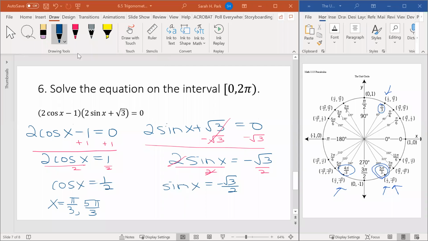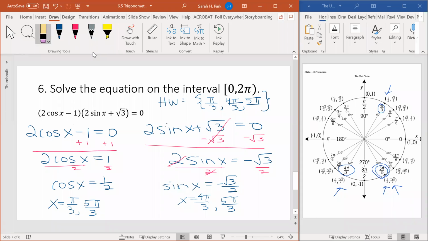Let's write that down. So here we have pi over 3, or sorry, 4 pi over 3, and then 5 pi over 3. So actually we have three solutions. 2 of them are being repeated. So I'll just write the solutions up here. So for the homework, we would type in pi over 3, 4 pi over 3, and 5 pi over 3. So 3 solutions for this equation.